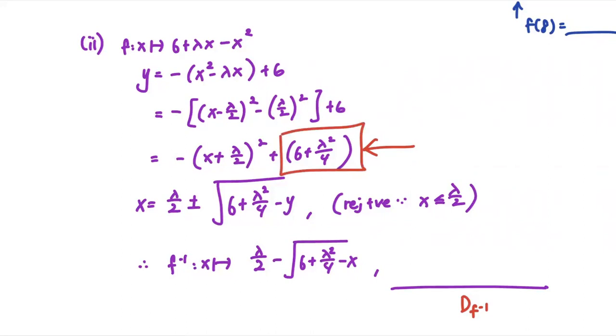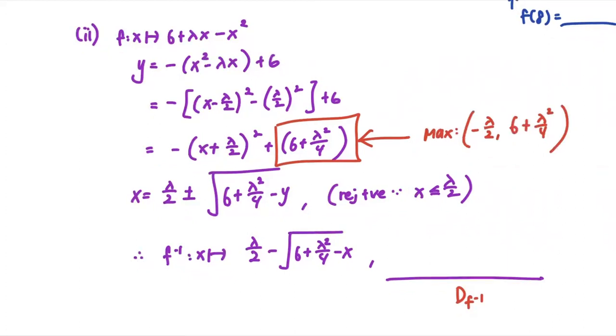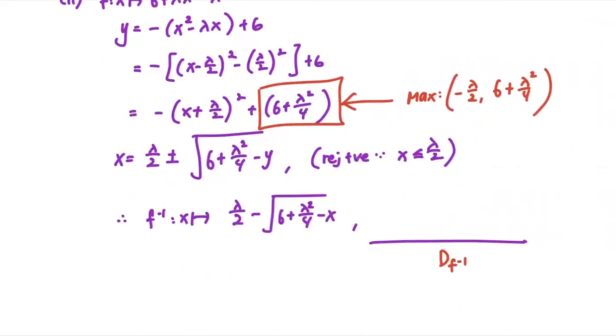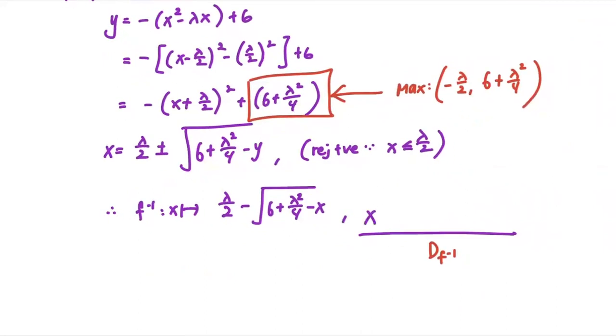6 plus lambda squared over 4. Correct? Do you agree with me that the max point is negative lambda over 2 comma 6 plus lambda squared over 4? So what is the domain, which is the range of your F, which is basically just x is a real number, but x must be less than or equal to 6 plus lambda squared over 4. And that's the answer.